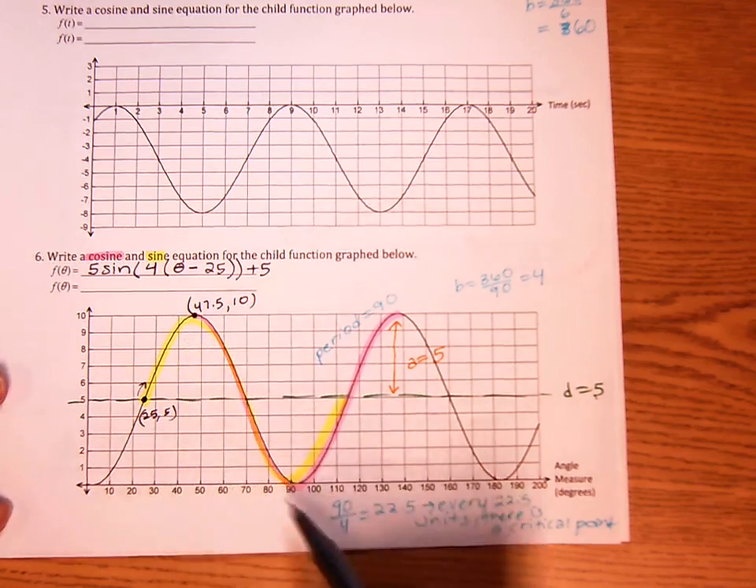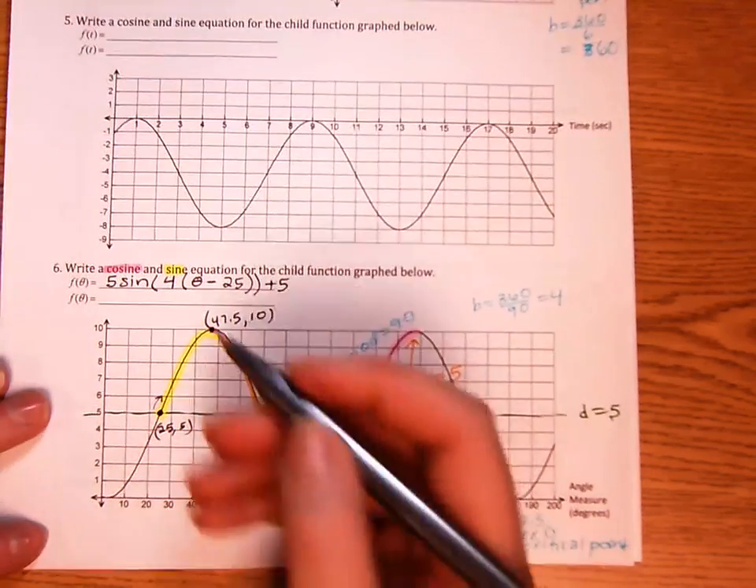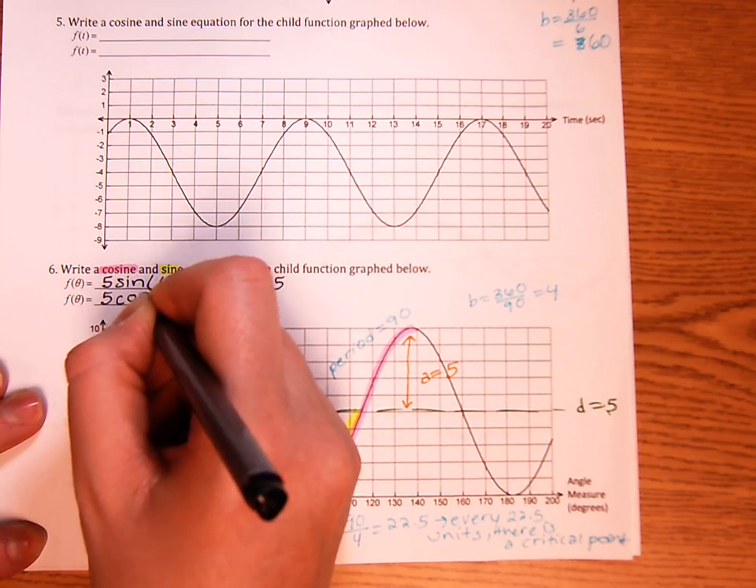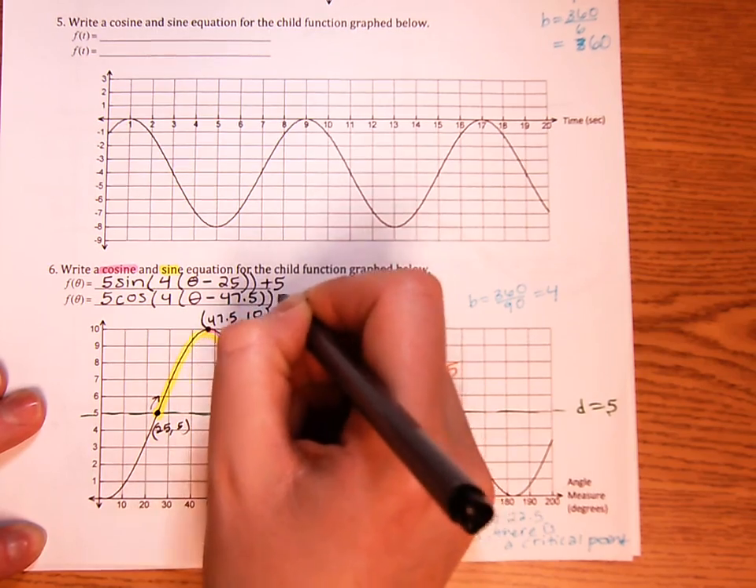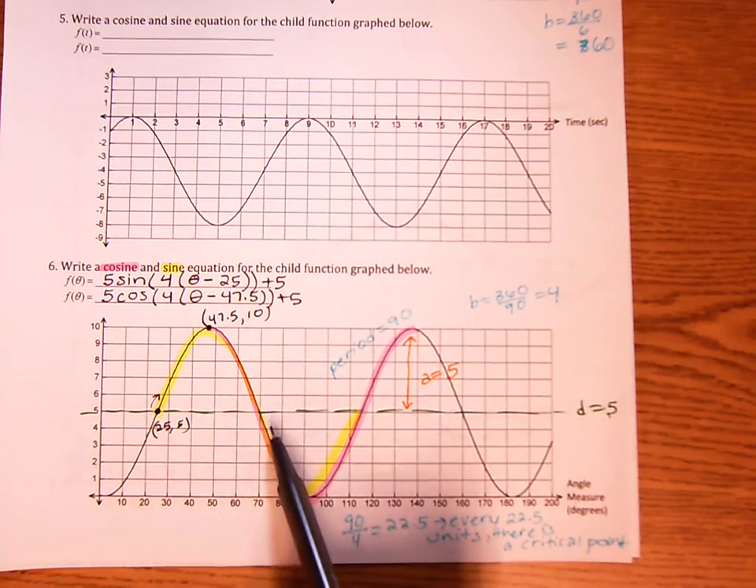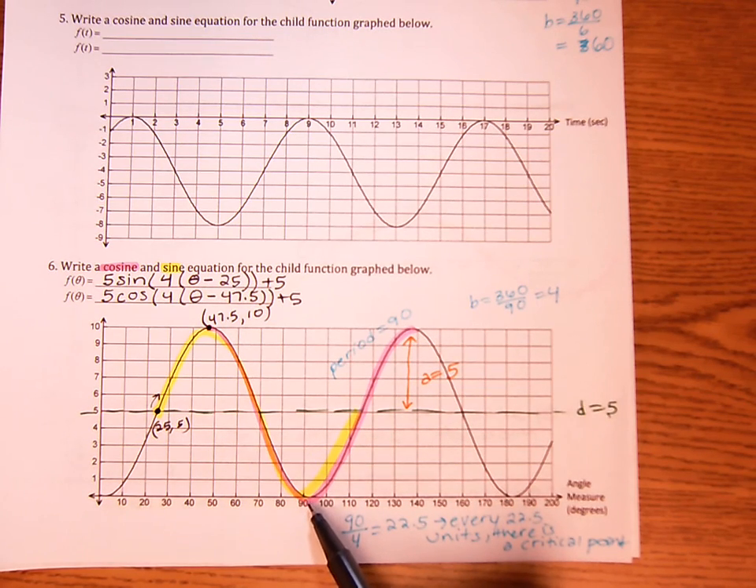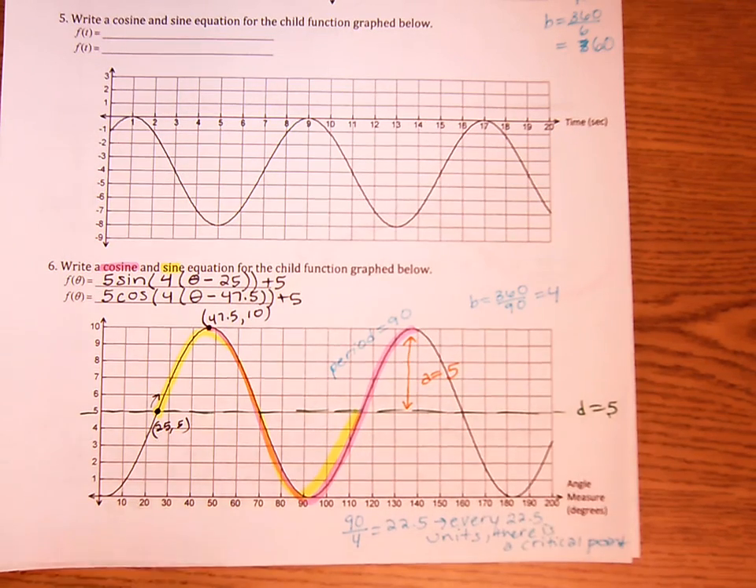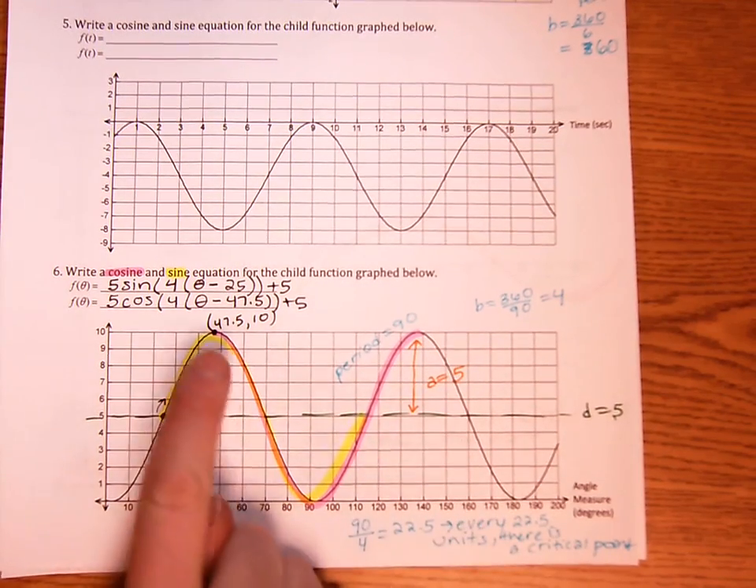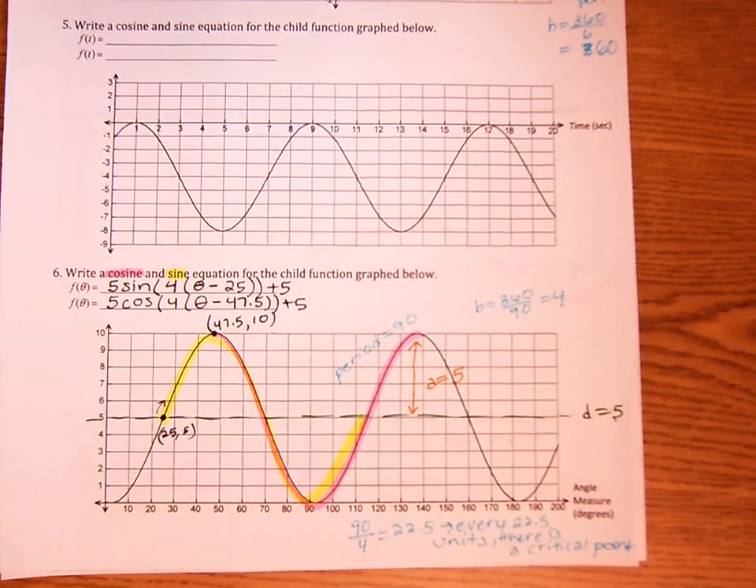And then for cosine, since I'm starting at a maximum in this case, I do not need a reflection, so it's going to be positive 5 cosine of 4 times theta minus 47.5, plus 5. But again, you could have also modeled from here for a sine graph with a reflection, from here for a cosine graph with a reflection, and here for another sine graph with no reflection. There's an infinite amount of equations that you can use to model a periodic function. The big takeaway is for sine, you always start with a point on the center line. For cosine, you always start at a point at a relative maximum or minimum.